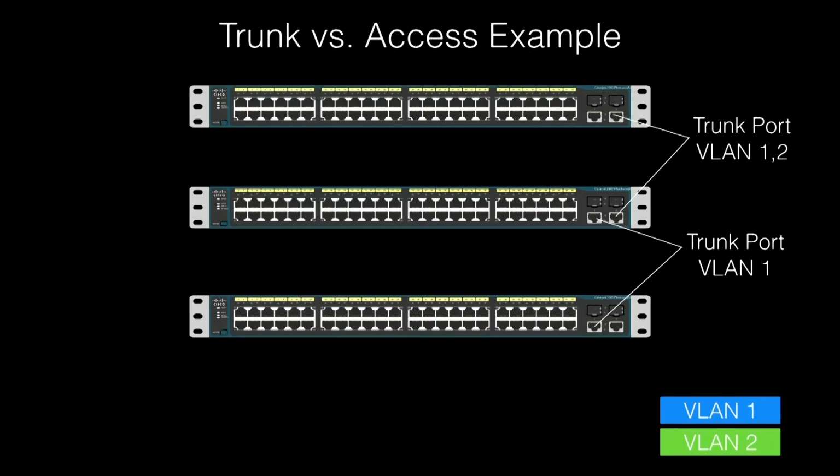So we've got our trunk ports here. These are our inner links between our switches. These are how our switches are connected. We have these two ports are trunk ports for 1 and 2, and these two down here are only on VLAN 1.